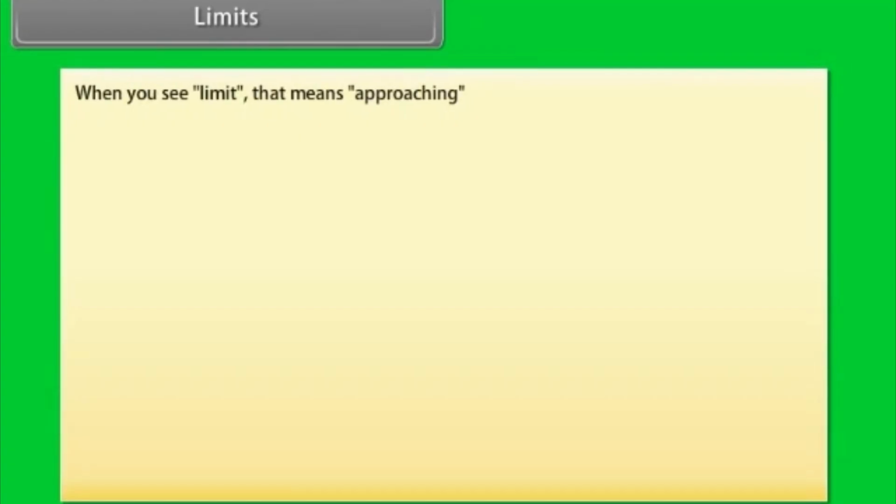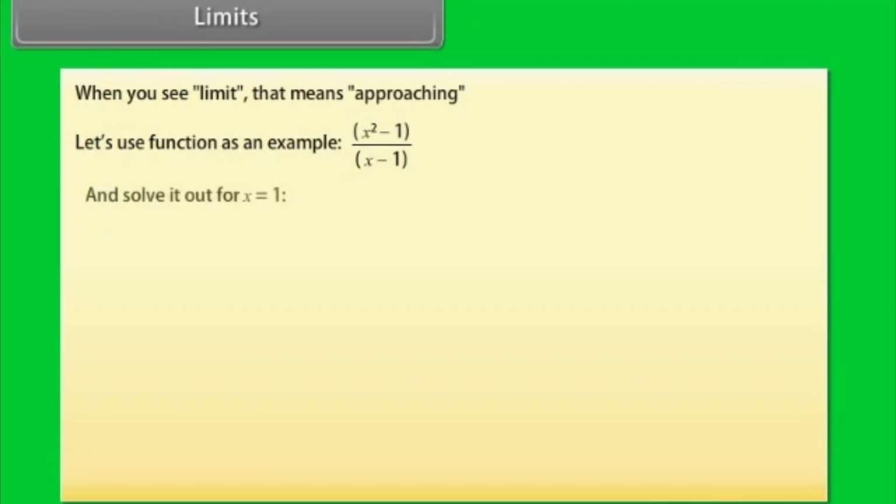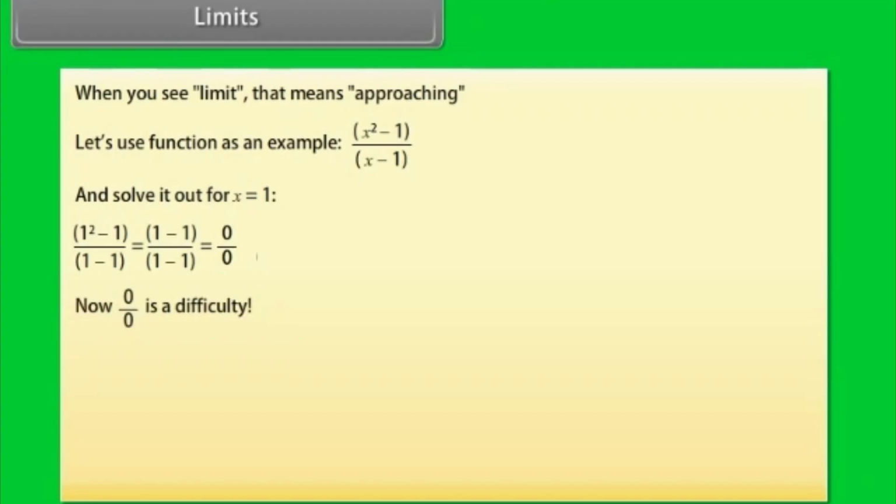Limits. When you say limit, that means approaching. Let's use this function as an example: x square minus 1 by x minus 1. And let's work it out for x is equal to 1. 1 square minus 1 by 1 minus 1 is equal to 1 minus 1 by 1 minus 1, which is equal to 0 by 0. Now, 0 by 0 is a difficulty. We don't really know the value of 0 by 0. So we need another way of answering this.